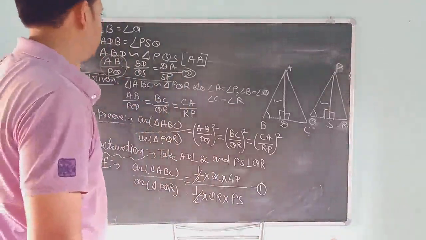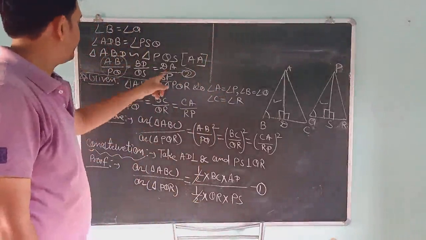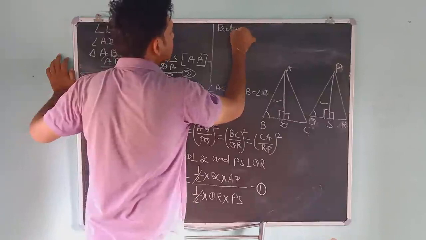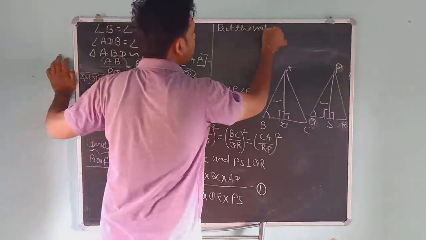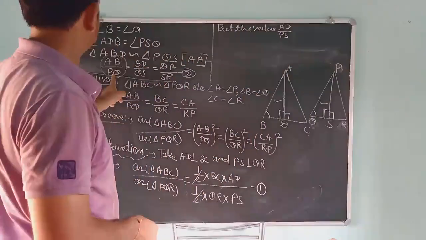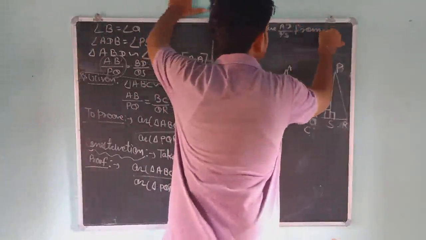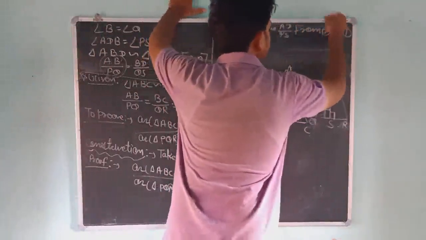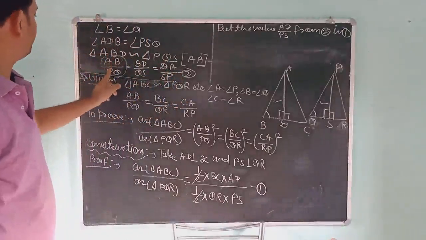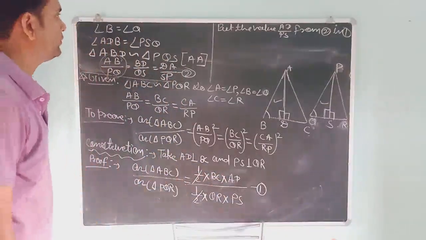So students, here I will write, put the value of AD upon PS from equation second. From second in first. From second, AD upon PS is equal to AB upon PQ, and this AB upon PQ I will write here. I think there is no problem.